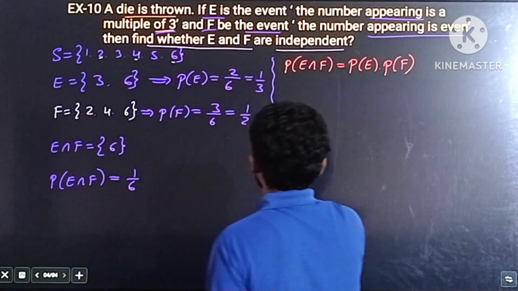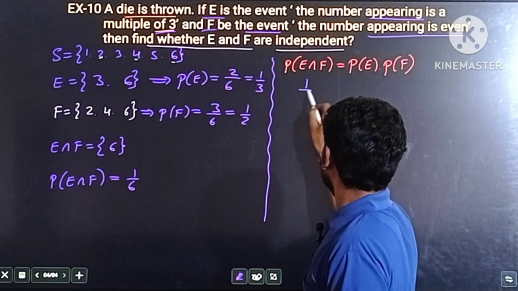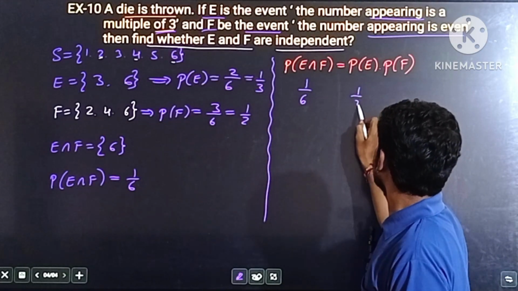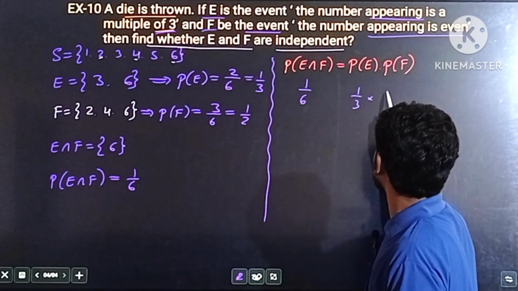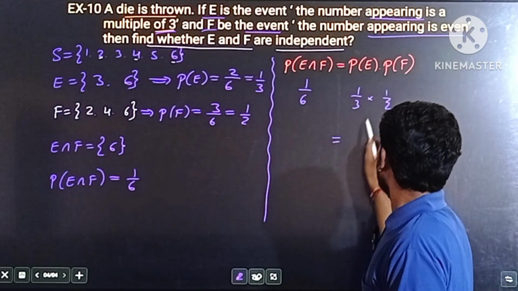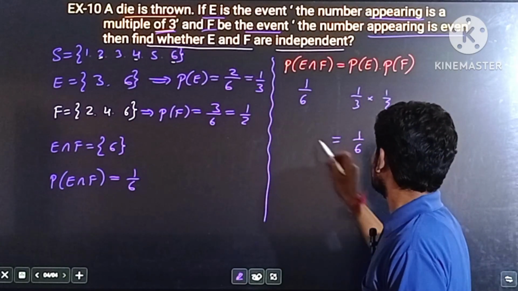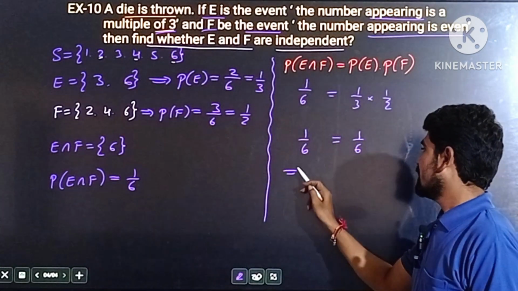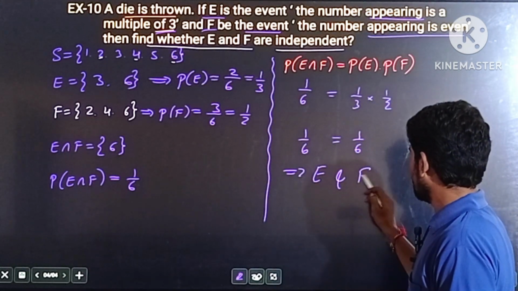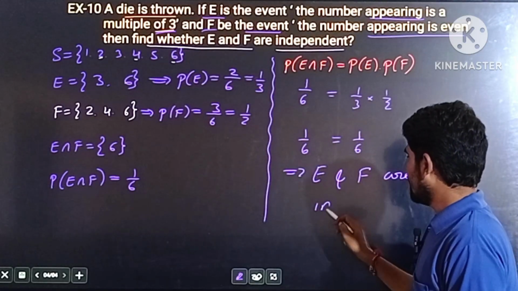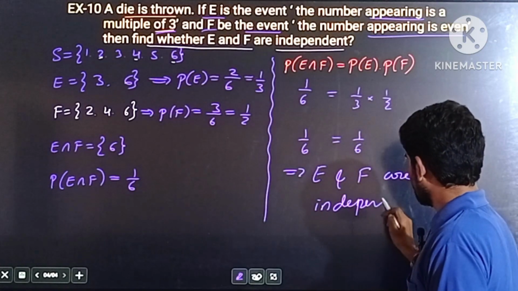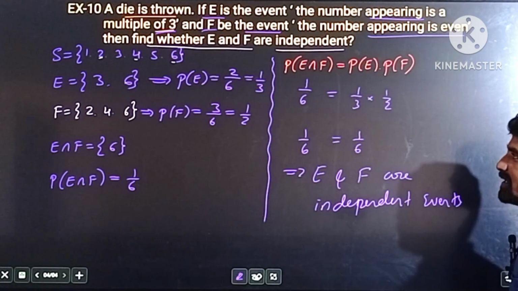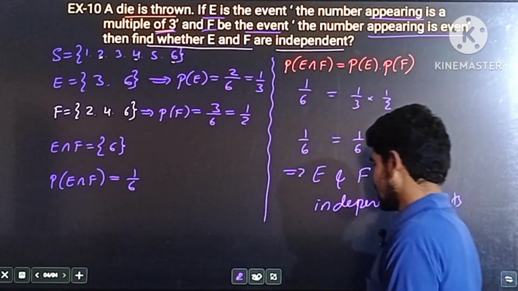Now observe here, probability of E intersection F is 1 by 6 and probability of E is 1 by 3 into probability of F is 1 by 2. So 1 by 2 into 1 by 3 is equal to 1 by 6, which is equal to probability of E intersection F. It means that given two events E and F are independent events. I hope all of you understood this question. Let's start the next question.